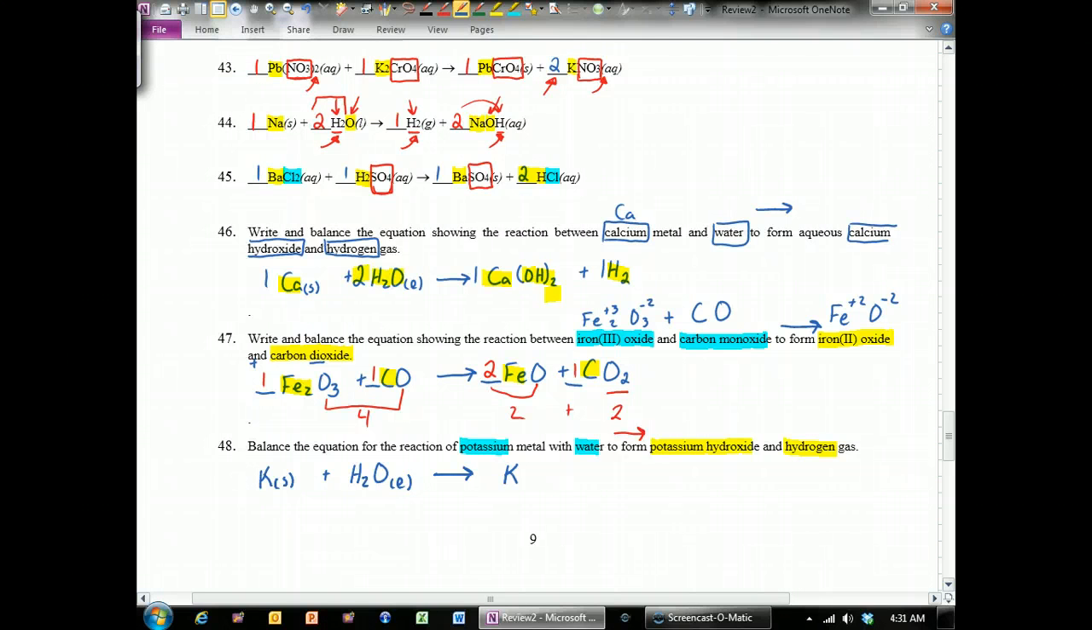Potassium is K. Hydroxide is actually a polyatomic ion, even though it ends in "ide." And when you look it up, it's OH with a negative charge. So since those charges balance out, it's KOH. And the other thing that's formed is hydrogen gas. Since hydrogen is diatomic, it's written as H2.